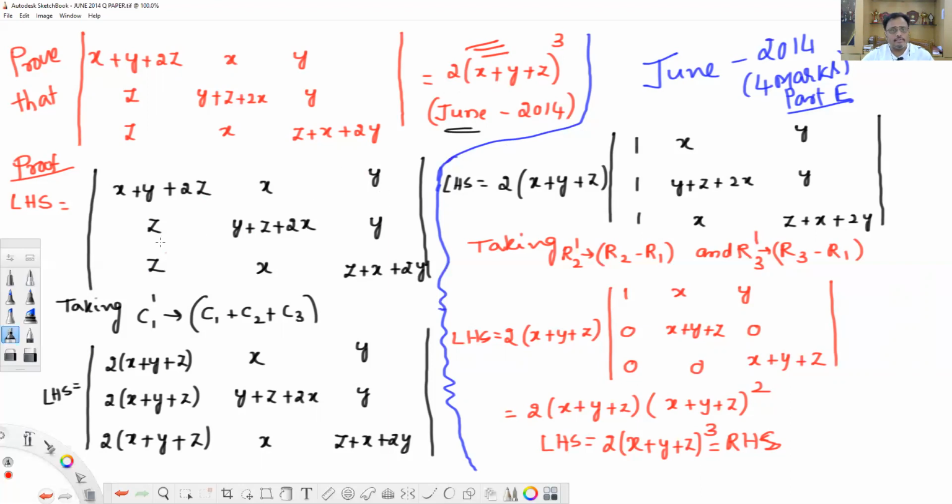Don't see that Z is visible. So R2 minus R3, one element becomes 0. R1 minus R3, one more element becomes 0. R1 minus R2, one more element becomes 0. No, all 3 rows will change. No, that is not correct.